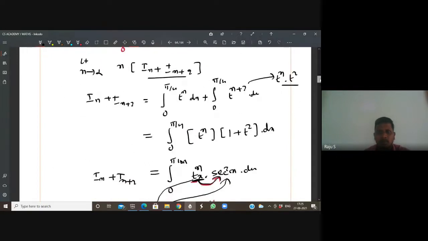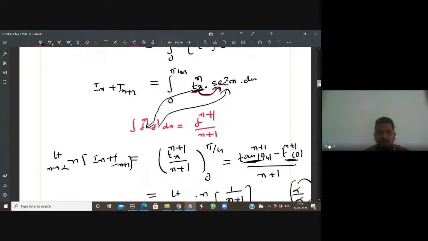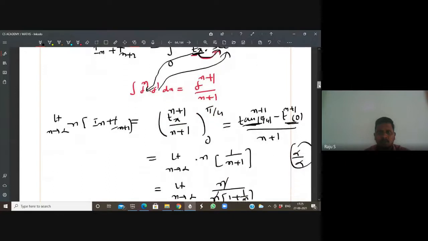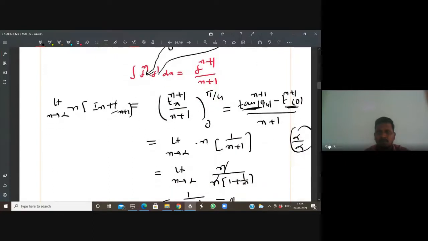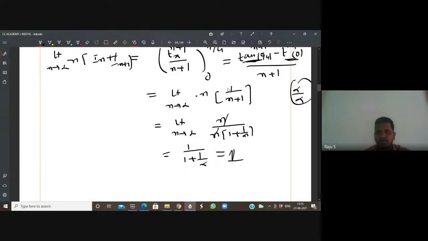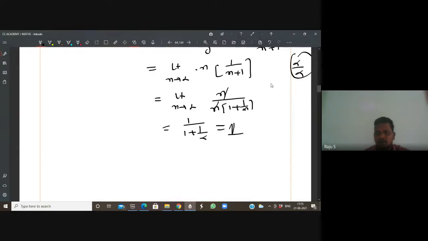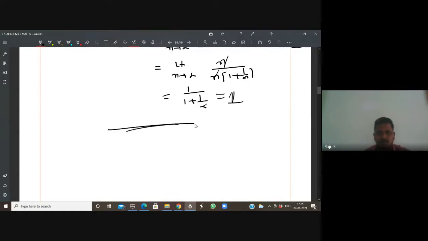Got it? I found the n plus 2 value. We got tan power n plus 1 by n plus 1, from 0 to pi by 4. We simplify 1 by n plus 1, and I applied the limit on both sides. We should not apply it directly because it is infinity by infinity. So take n common from the denominator, cancel, and substitute, and we'll get the answer.